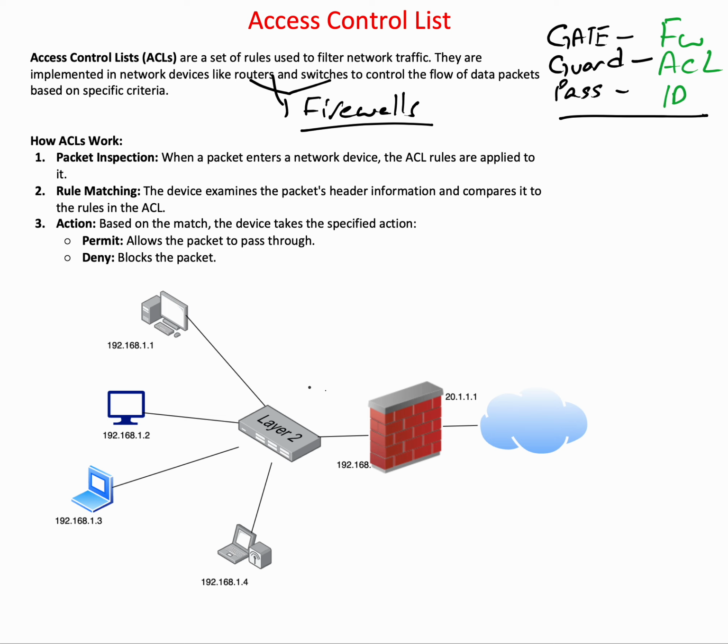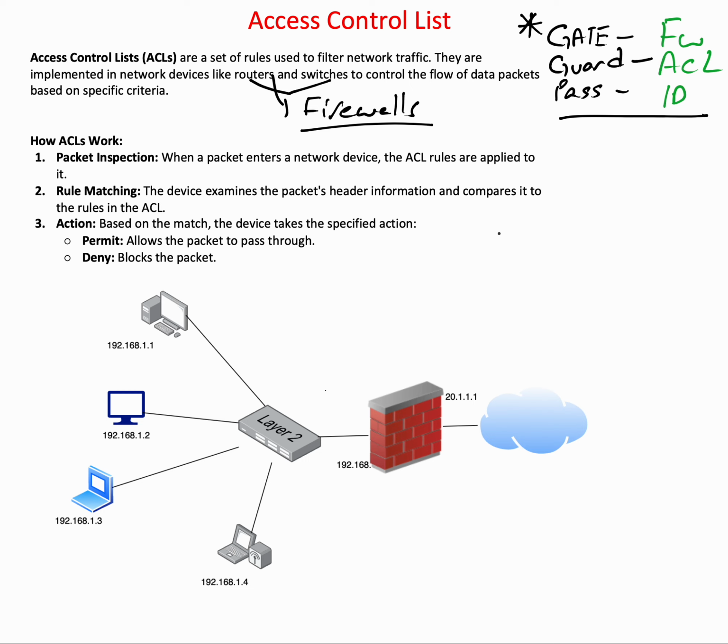Now let's see how the ACL works. You always have to remember this part. This is non-negotiable in order to understand what ACL is. So now you have how ACLs work. First is packet inspection, basically going towards the network side. Second is rule matching, third is action. When a packet enters a network device, the ACL rules are applied to it.